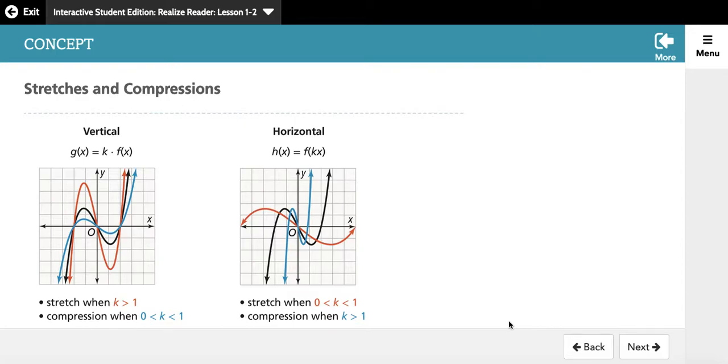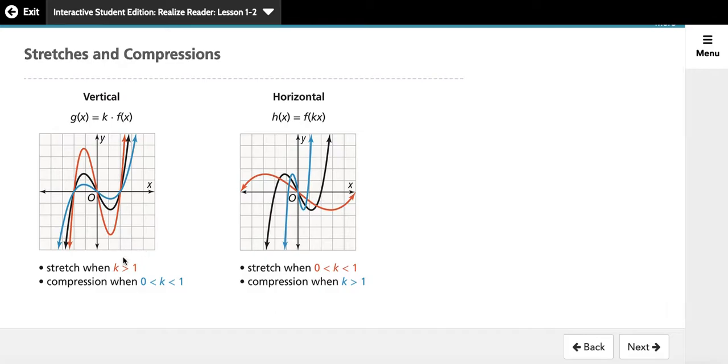Hello Algebra 2 students. This is a video for example 4 for section 1.2. I want to remind you of the vertical and horizontal stretch and compressions because it comes up in this next section. It's a vertical stretch if k is out here as a multiplier of the function. It's a stretch if k is greater than 1, and it's a compression vertically if it's between 0 and 1. And horizontally, it's a stretch if k is a multiplier of x and it's a small number between 0 and 1, and it's a compression if it's greater than 1.